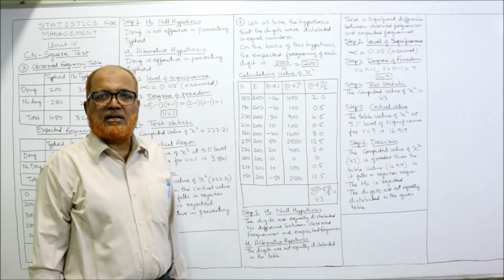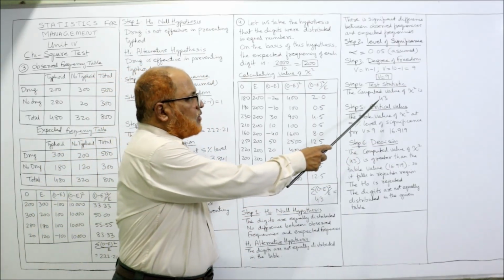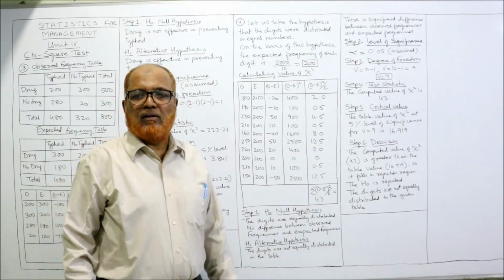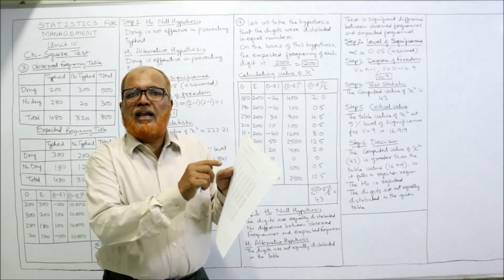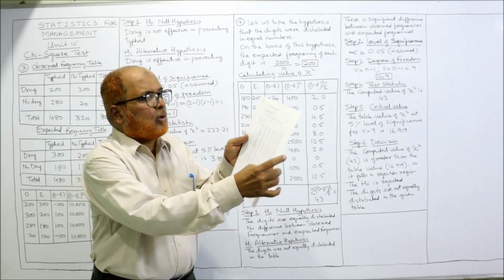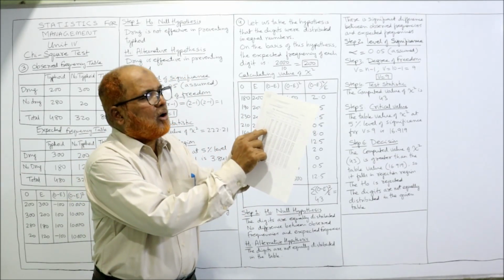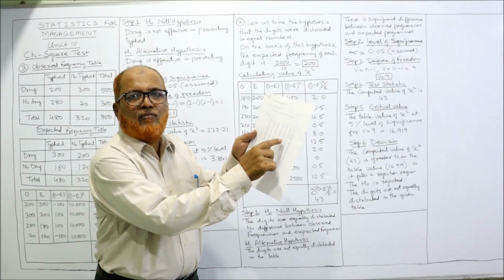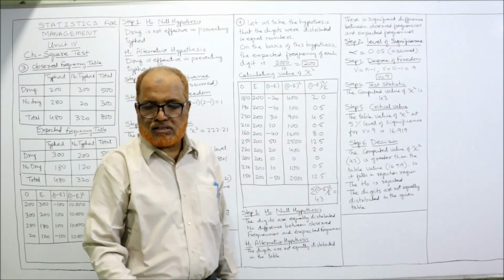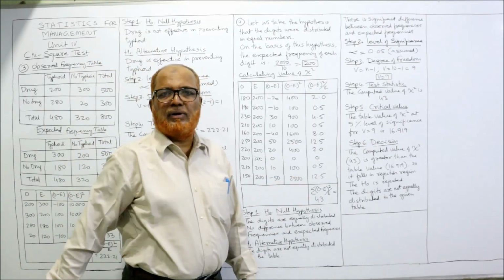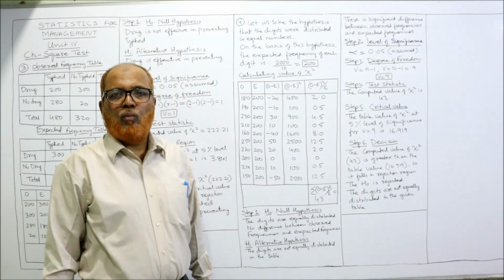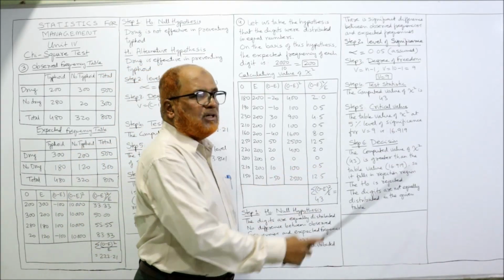Now the test statistic: the computed value of chi-square is 43. Now for the critical value, we have to refer to the table. For 9 degrees of freedom, row wise you see 9 and column wise you see 0.05. So what you will get? 16.919. This is the table value, the critical value, whereas the computed value is 43.